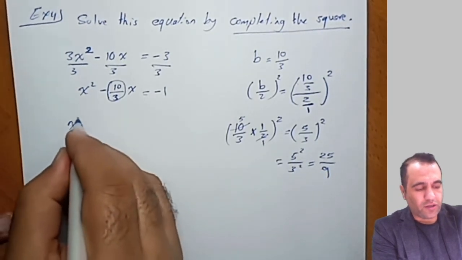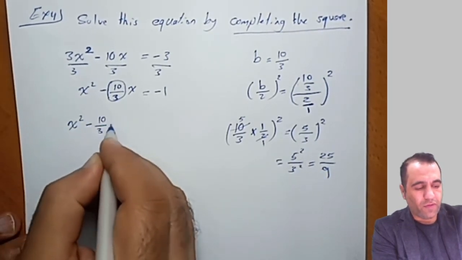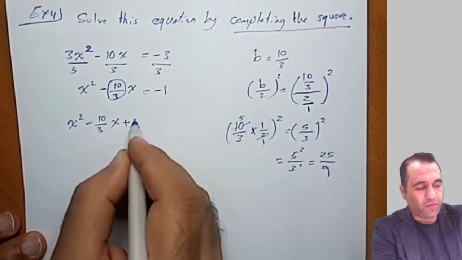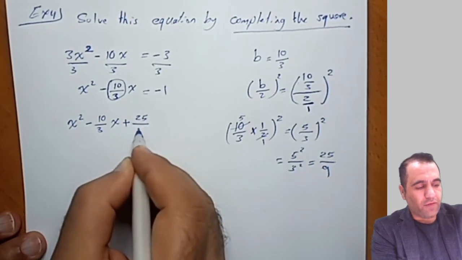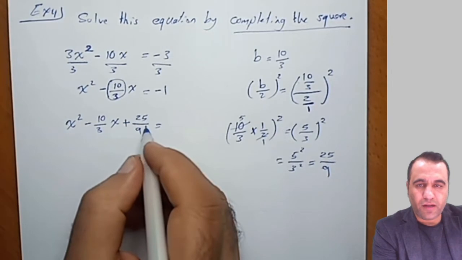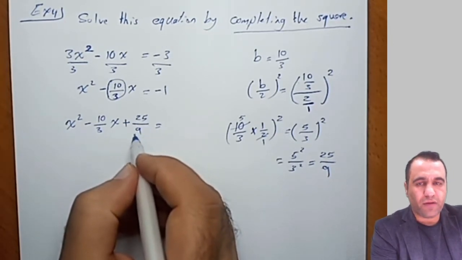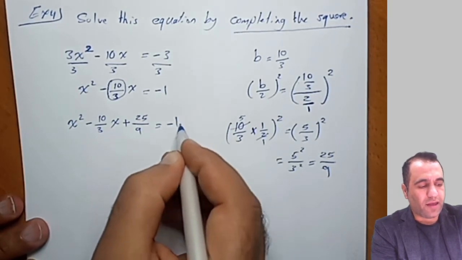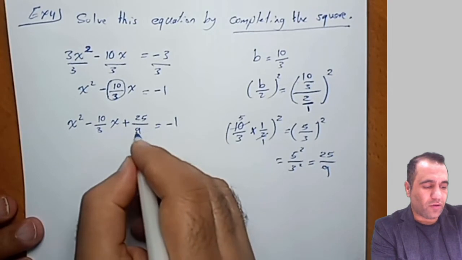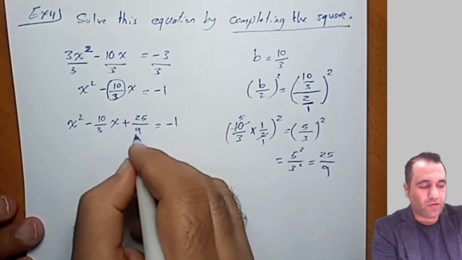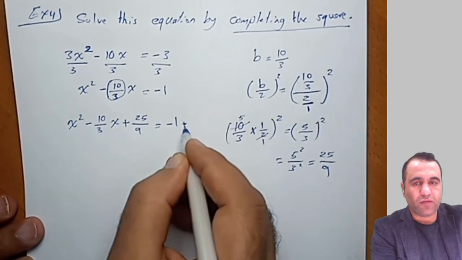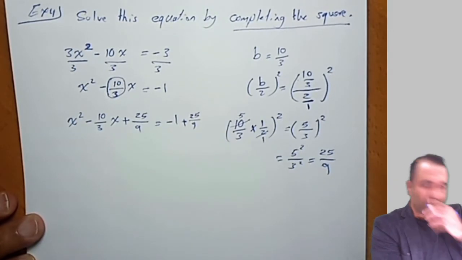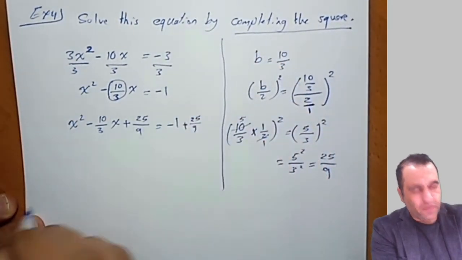So x squared minus 10 over 3 x, we add them. The third part, we have to add 25 over 9. If I add something in an equation, if I do anything to one side, we have to do the same thing to the other side. So I added 25 over 9 to this side. We have to do the same thing to this side again, 25 over 9. Okay, separate them.